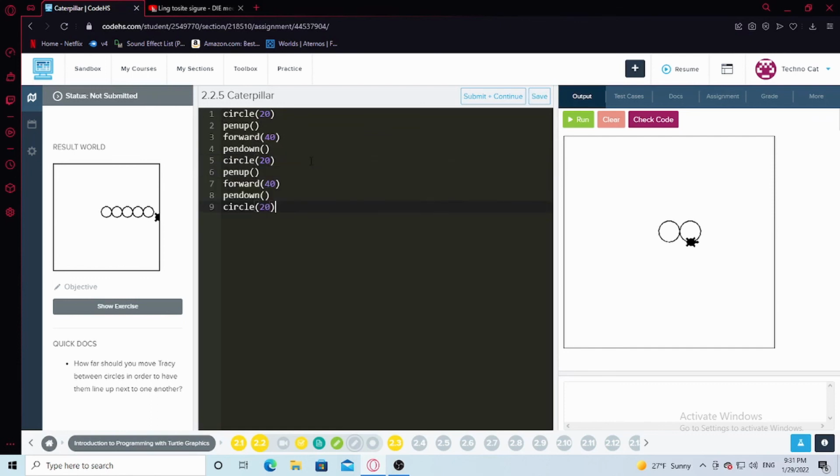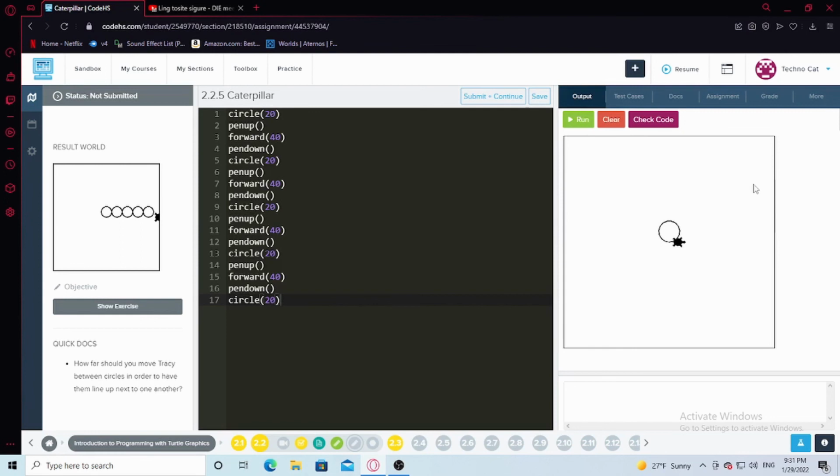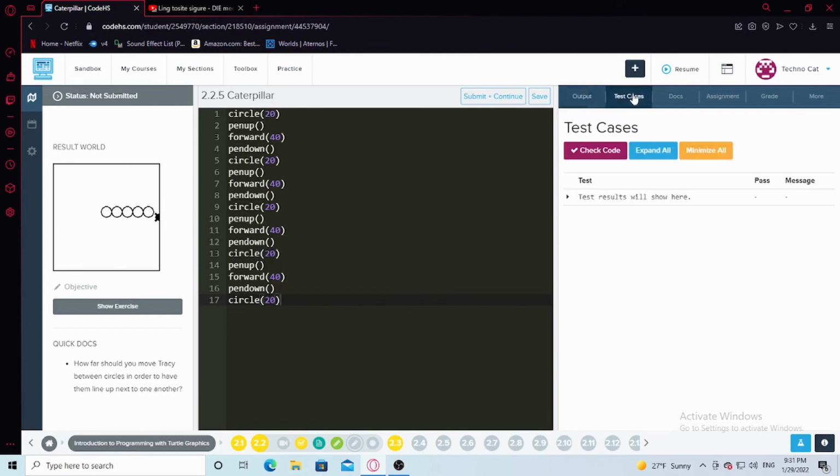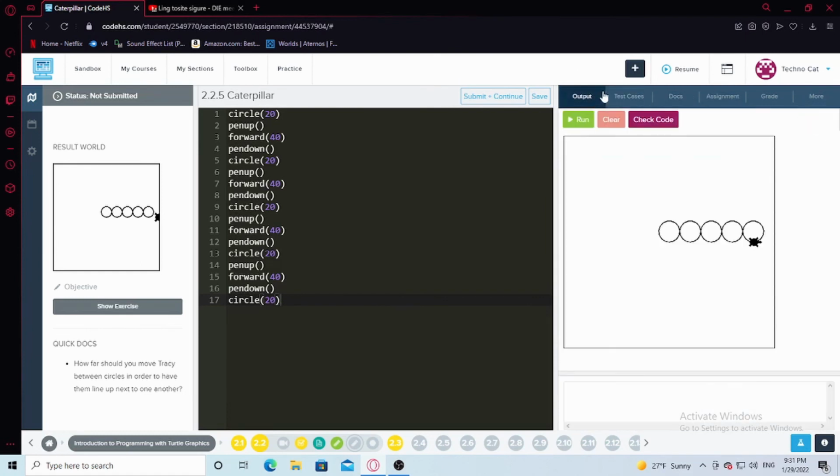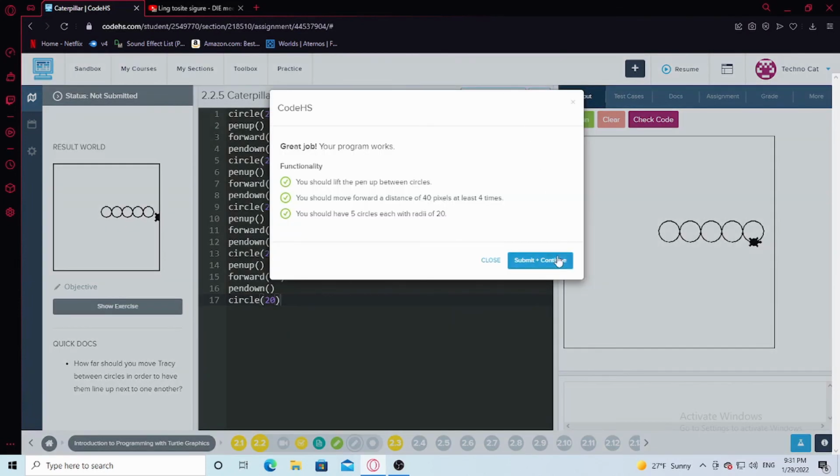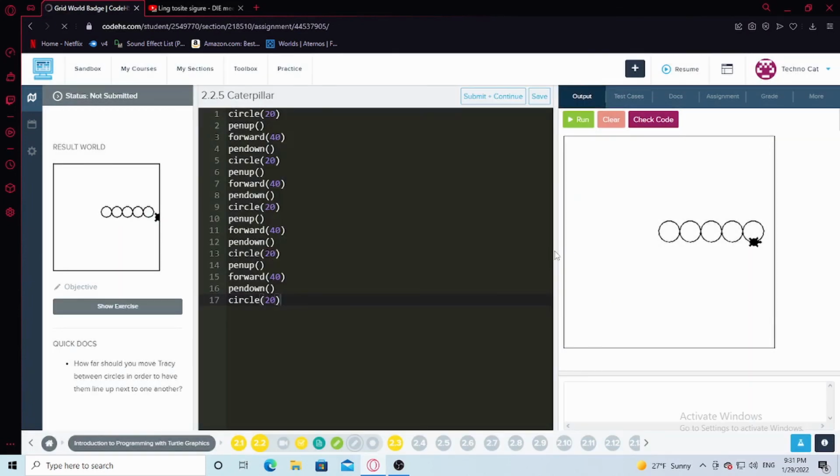3 circles, 4 circles, 5 circles. 1, 2, 3, 4, 5. Boom. We did it. It's pretty simple, like I said. It's pretty quick, and it is super basic. So, let's continue. And with that, we get our first little badge.